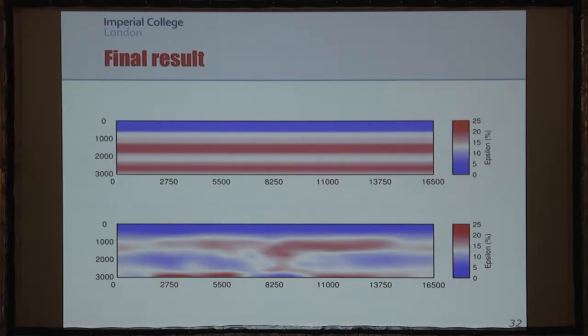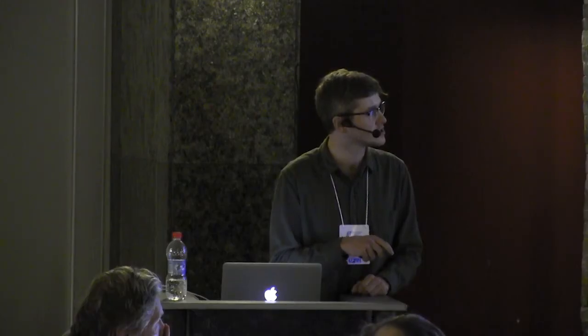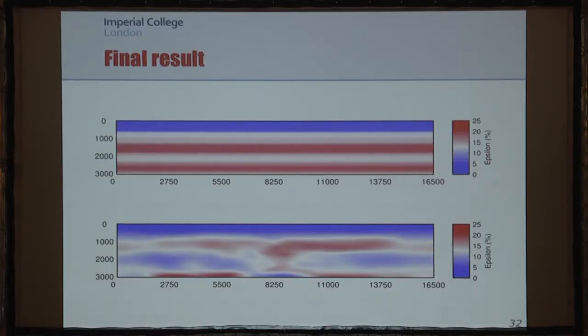Interestingly, the region where the two models are closest, the contractor's model and the inverted model, is in the center. And this is where all four of the wells were that were used to help build the contractor's model.